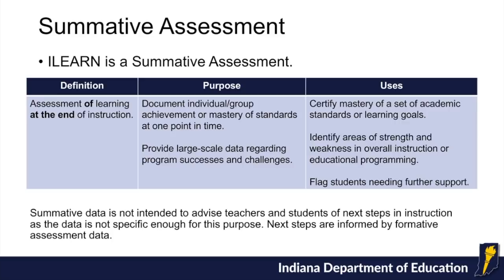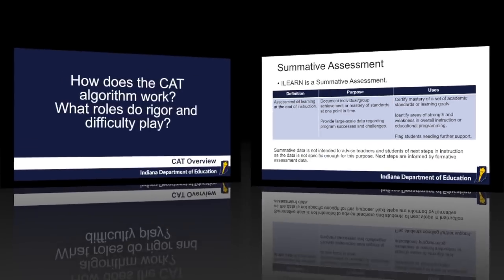Next steps are informed by formative assessment data. Summative data may be able to flag areas of student need and prompt teachers and parents to look more carefully maybe at a given area, but the data cannot provide next steps of instruction.